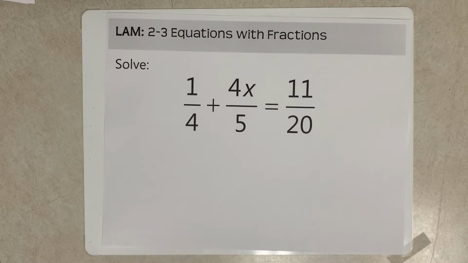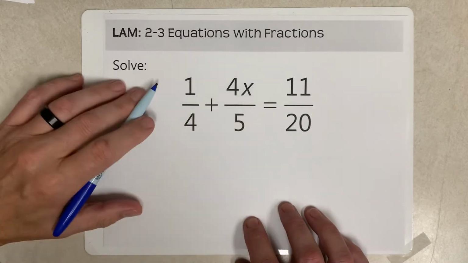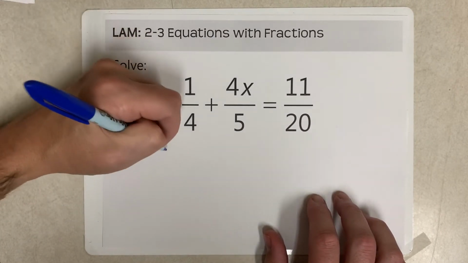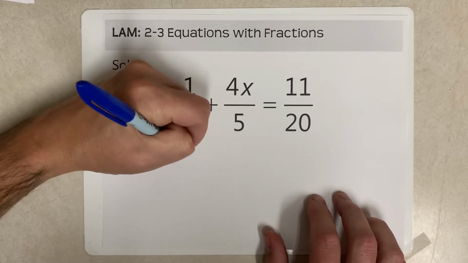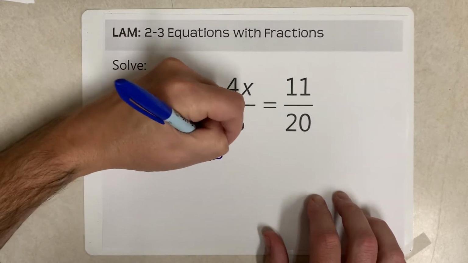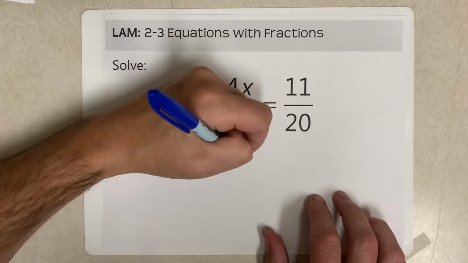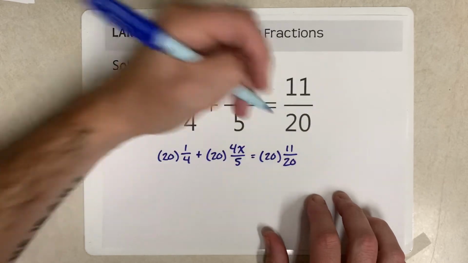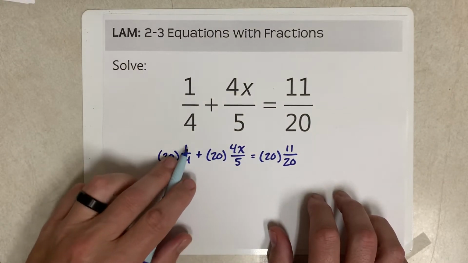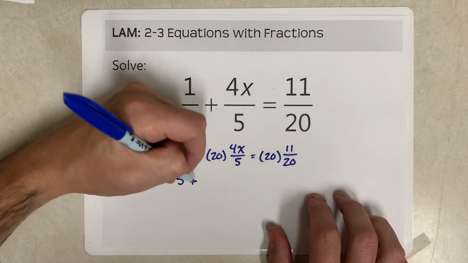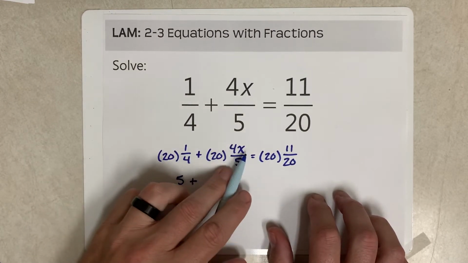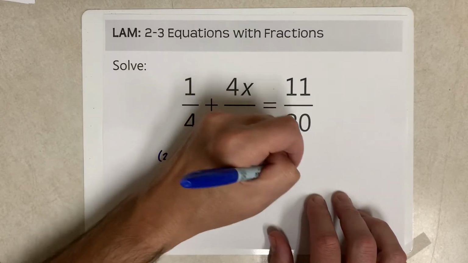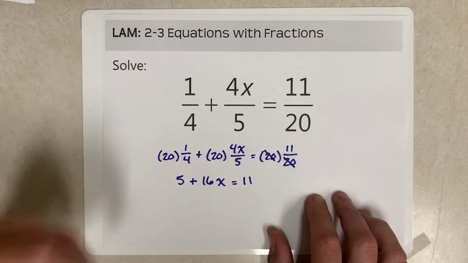Okay, here you have a similar problem where we have a 4, a 5, and a 20. And it turns out that 4 times 5 is 20. So we're going to choose 20 to be our least common denominator. So 20 times 1/4 plus 20 times 4x over 5 equals 20 times 11 over 20. Okay, 20 divided by 4 is 5, times 1 is still 5, plus 20 divided by 5 is 4, times 4x is 16x, equals, these 20s are going to cancel out completely and just leave an 11.